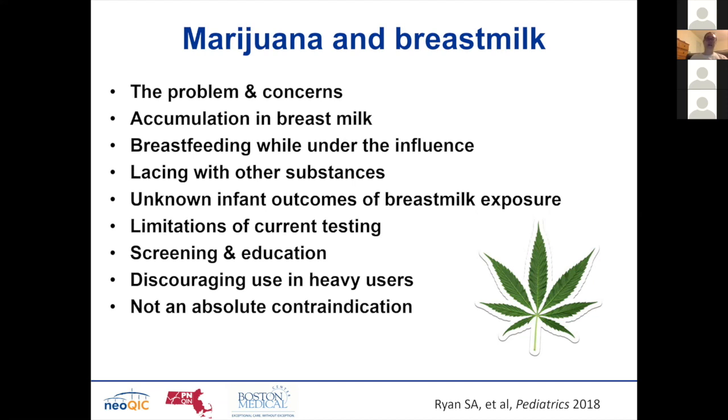And there's really unknown infant outcomes of breast milk exposure. The initial studies that were done were done like 20 years ago with different concentrations of the THC. So really unknown what the impact of breast milk exposure is.